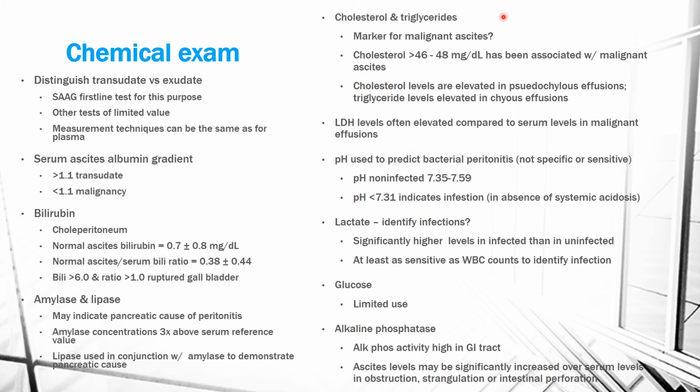Cholesterol and triglycerides have been used in the past as markers for malignant ascites. That's more difficult, it has not been something that's been well researched and well supported by research, I should say. Okay. The key thing that we use the cholesterol and triglycerides for is to help distinguish a chylous effusion from a pseudochylous effusion, in the same way that I talked to you about that before.